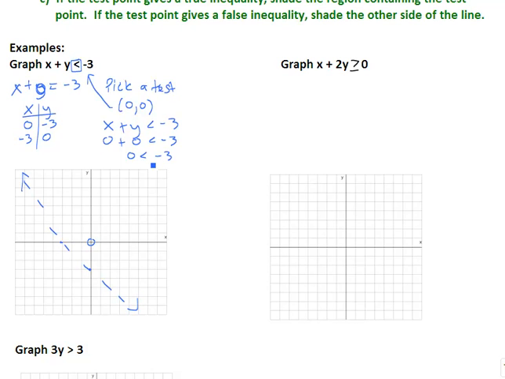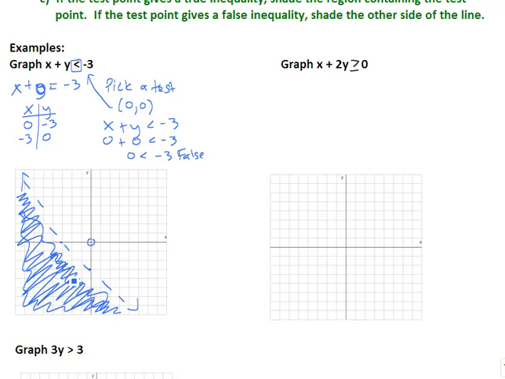Then you ask yourself, is that true or is that false? Well, in this case, this is false because 0 is not smaller than -3, so that tells us which direction we want to shade. Since the origin is above the line and it doesn't work, then we want to shade the opposite side of the line. So that means we're going to shade all the points below the line. And your solution is just going to look like a big graph with all of these shaded points. And we're done. Okay, let's try that again for the next example.